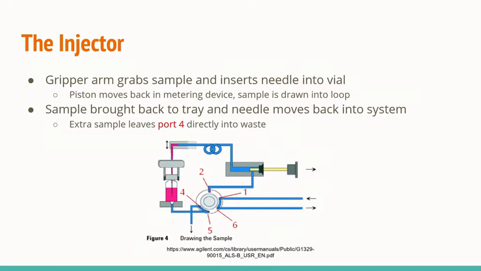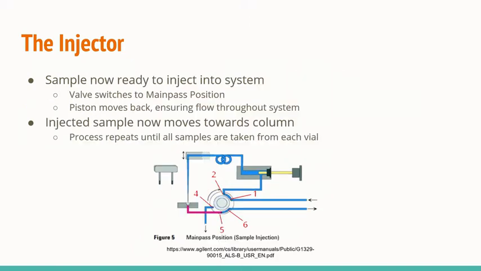In the case that any extra sample is brought up, it will exit out of the needle into port 5 on the valve and out of port 4 directly into a waste container. Finally, the valve once again switches to the main pass position, redirecting the flow of mobile phase back into the entire injection system, carrying the sample to the column along with it.